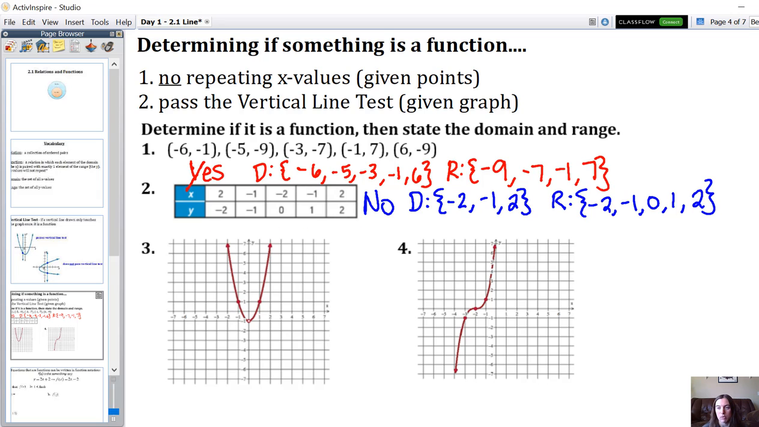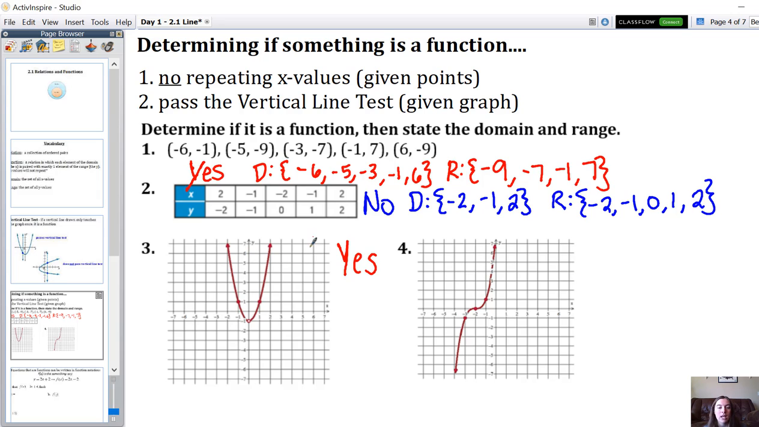Now let's move on to an example with a graph. Here we have this U-shaped graph, and to figure out if we have a function, we're going to try our vertical line test. So can we draw vertical lines through any section of this graph and only have that vertical line pass through the graph once? In this situation, we can, so this is a function.